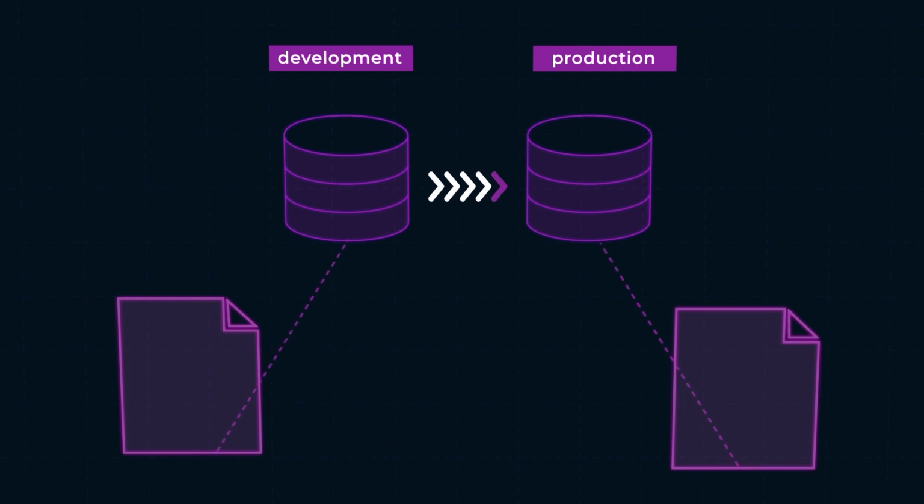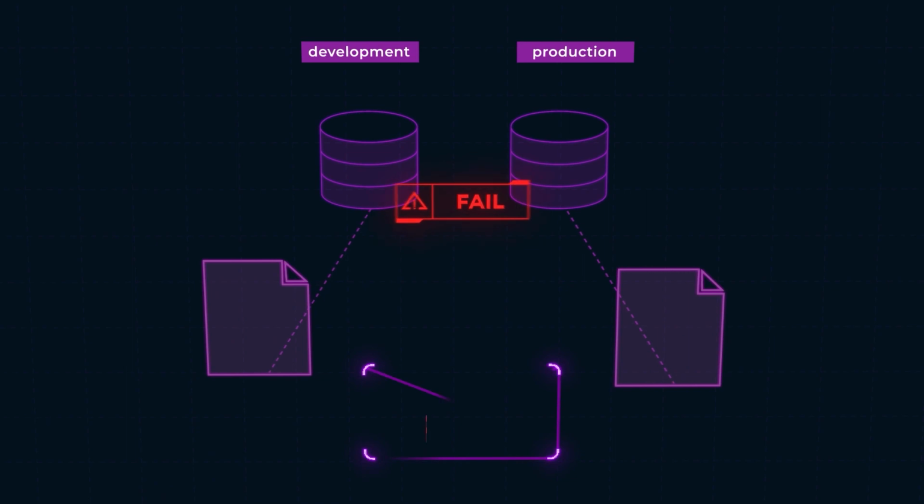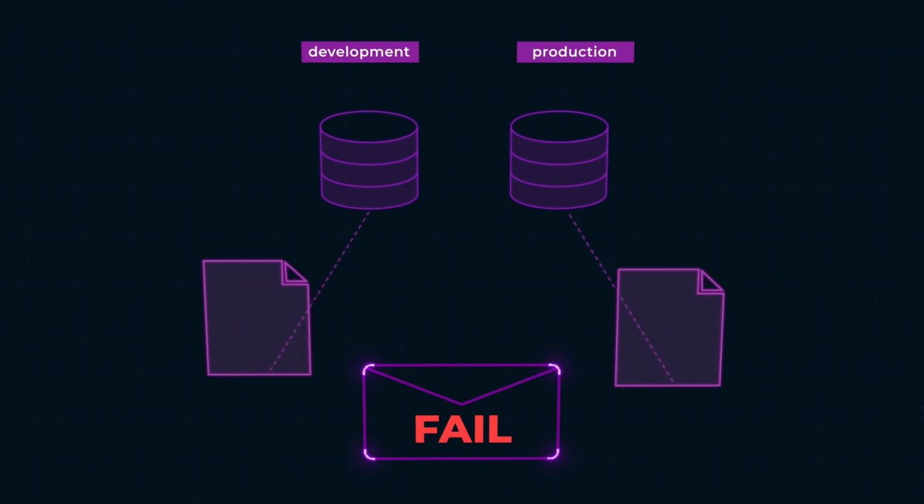In case there are any schema differences or the synchronization fails, we want to receive an immediate email notification so that we can take the necessary actions. Sounds convenient, right? Let's explore how to achieve this.